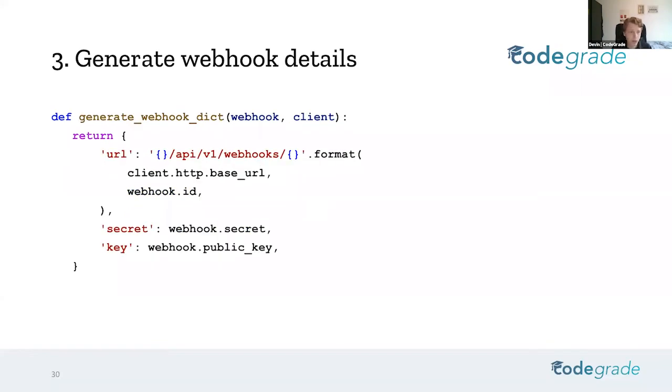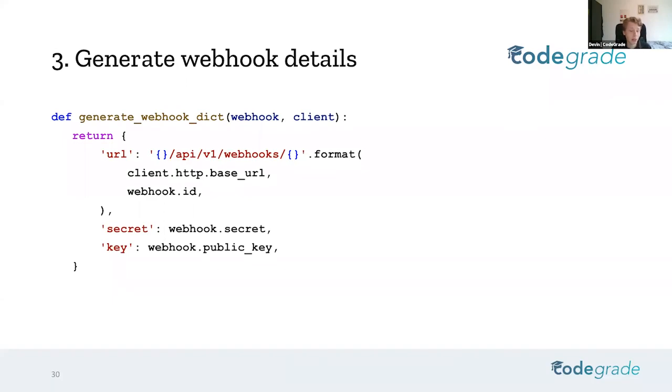So if we continue here, we have to generate the webhook details, and we have a separate function for that, where we provide the webhook data that we got right here, and we construct our URL and our secret and our key. So the secret and the key are very concretely just in the webhook URL. Don't have to do anything about that. The URL is something we have to construct, and that is because not all the CodeGrade URLs are the same.